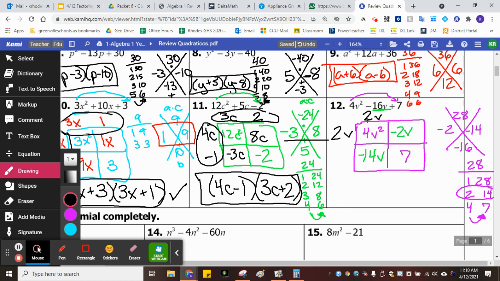2 times 7 gives me 14, but I need a negative 14, so it needs to be a negative 7. 2 times what gives me negative 2? Negative 1. And to make sure your signs are right, negative 7 times negative 1 is a positive 7. So your answers are the outside. So we have 2v minus 7, 2v minus 1.